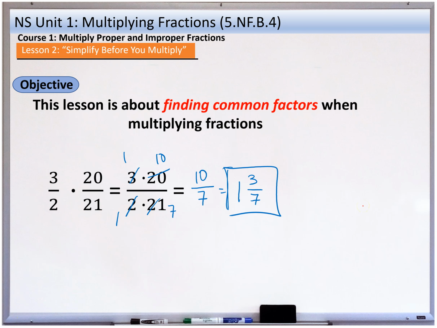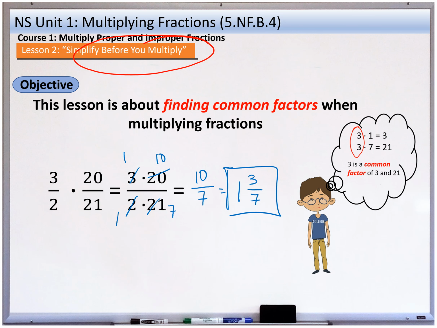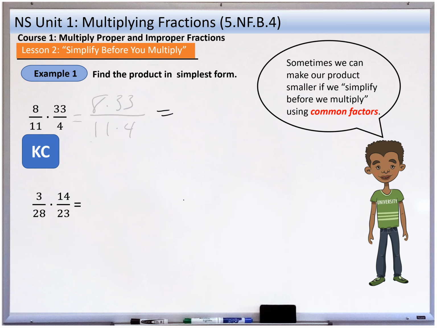This is Mr. Everett, and as I promised, lesson 2, a little technique you can use: simplify before you multiply. When multiplying fractions, it keeps you from having large numerators and denominators when you multiply. That's if there's a common factor. But let's get started. Let's find the product of 8/11 times 33/4.